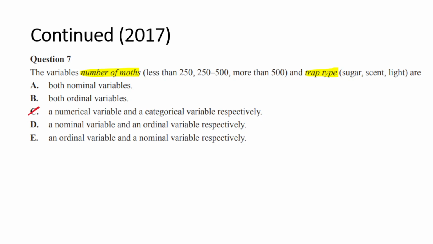But if we look at what we do have, number of moths is categorical, less than 250, 250 to 500, and more than 500. And as we saw in the previous video, that is an ordinal variable. And trap type, sugar, scent, and light, that is a nominal variable because there is no implied order. So we have an ordinal variable and a nominal variable, respectively, giving us the answer of E.